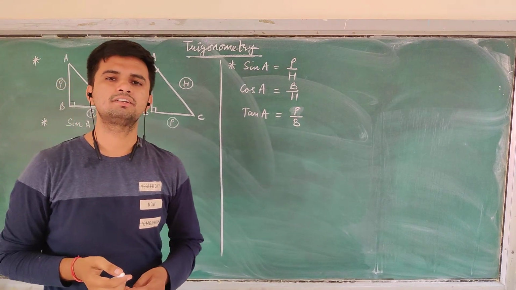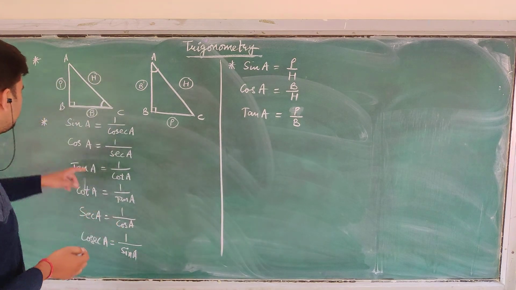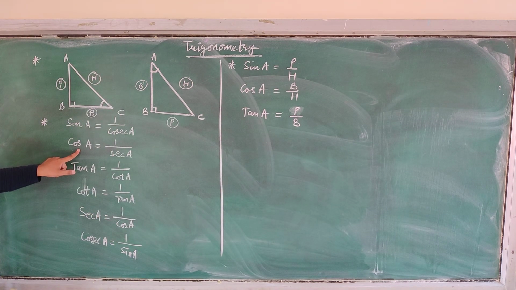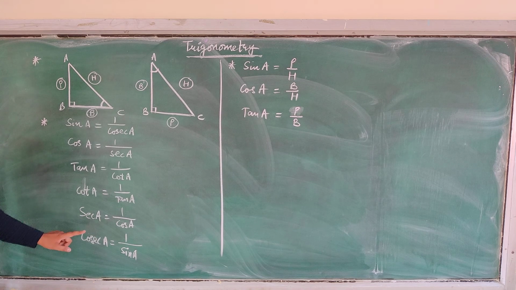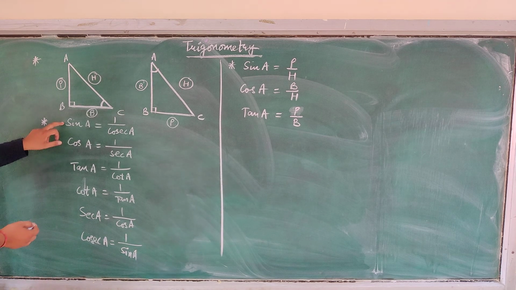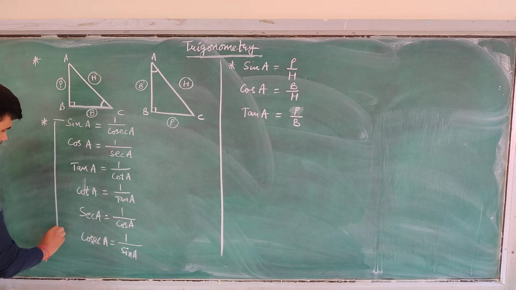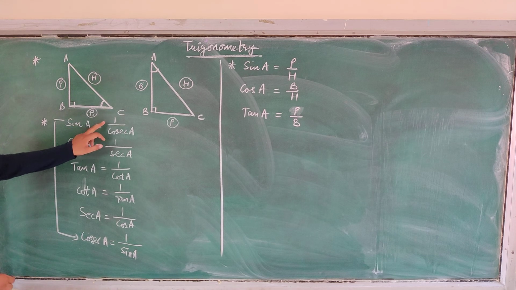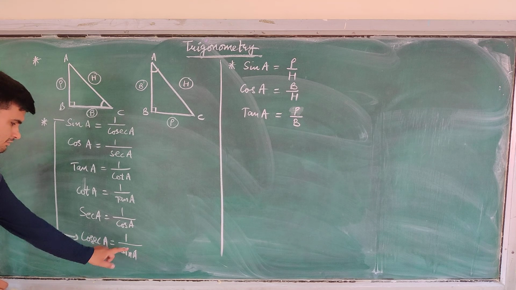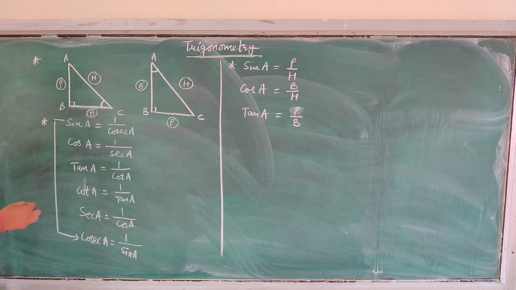And we have 6 trigonometric ratios. First one is sine, second one cos, third one tan, then cot, secant and cosecant. Sine is the reciprocal of cosecant, or we can say cosecant is the reciprocal of sine. It means sine A is equal to 1 by cosecant A, cosecant A is equal to 1 by sine A.